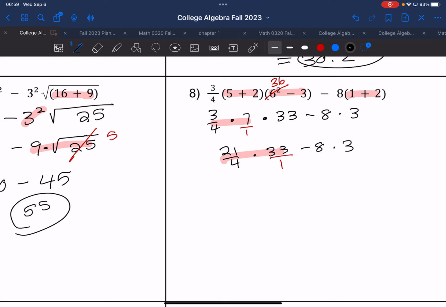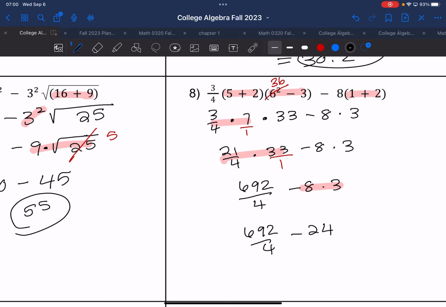So 21 times 33, 693 over 4, minus 8 times 3. Now I can do this last multiplication. And I get 692 over 4 minus 24.